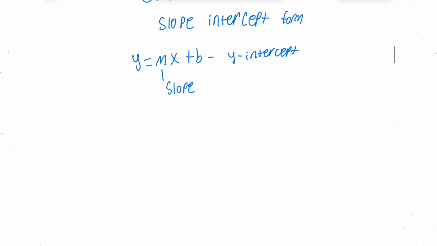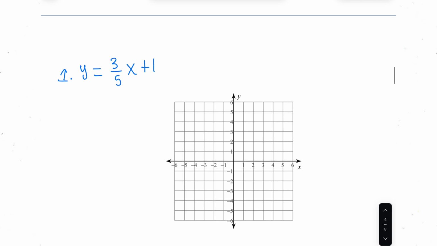So let's take a look at a couple examples and see what this actually means. But before we do that, let me just remind you guys that slope is rise over run. That's going to be a little helpful with graphing some of these. So in this first example, we see that our slope is 3/5. We see that our y-intercept is 1.